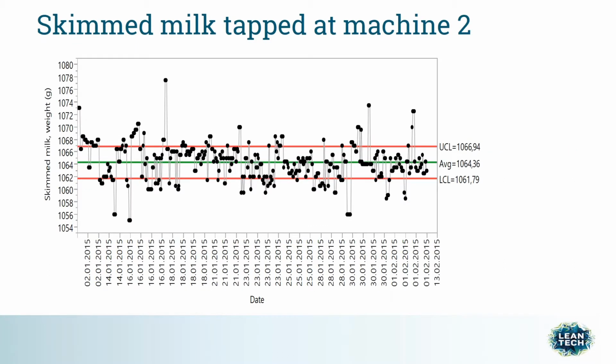This control chart shows skimmed milk tapped at machine number 2, and as you can see, the average is 1064.4 grams, and you have an expected normal variation of plus minus 2.5 grams. For machine number 1, the variation was plus minus 1.5 grams. So machine number 2 has a greater variation compared to machine number 1. It's the same product that is tapped on both machines. This means that machine number 1 is more precise than machine number 2.